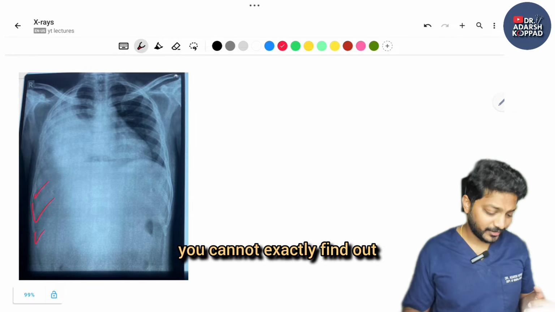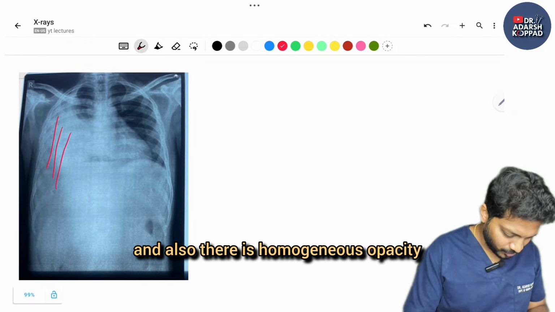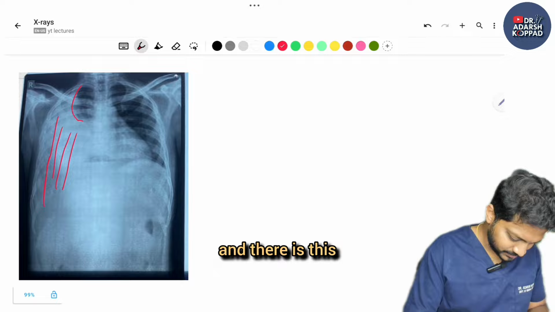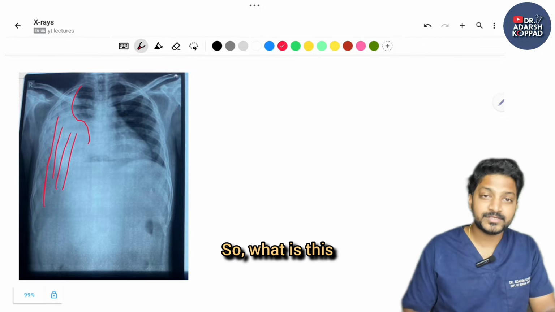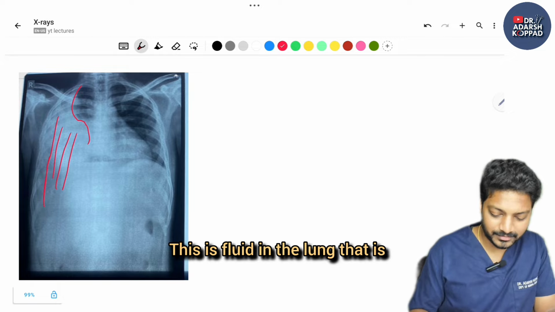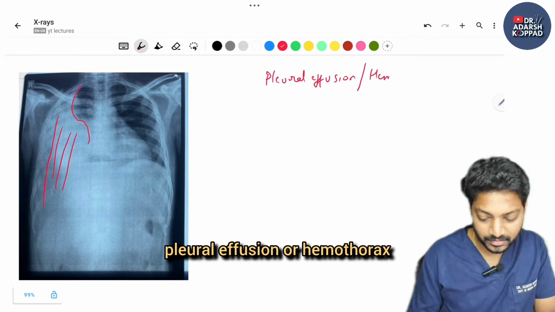You can't exactly find out where the right costophrenic angle is, and also there is homogeneous opacity, and there is this sign called the meniscus sign or the S curve. So what is this? This is fluid in the lung, that is an X-ray of pleural effusion or hemothorax.